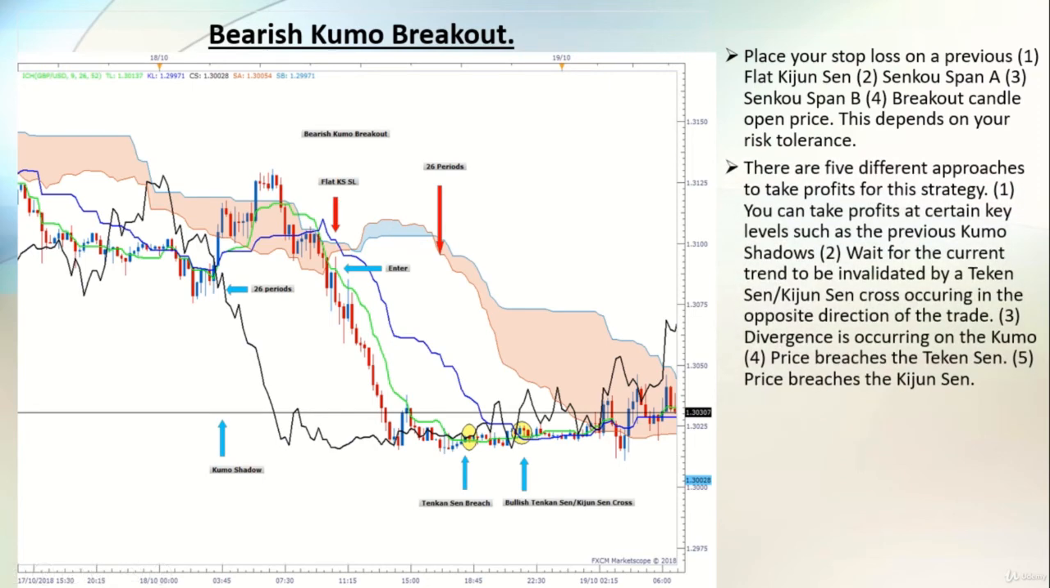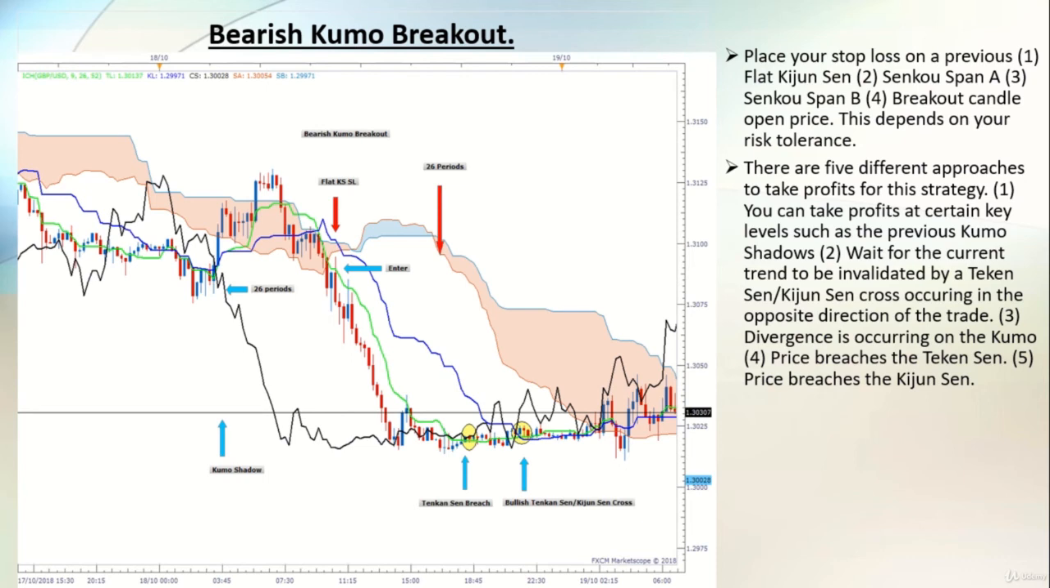Now, there are 5 approaches where you can take your profit for this strategy. The first example is Kumo shadow. The Kumo shadow, if we're in a bearish trend, you have to look at the left hand side and see a bullish trend where the Senkou span B is flat. That's a Kumo shadow. For example, this was a Kumo shadow. But in this example, there was no Kumo shadow. This is used as a reference. Sometimes it works, sometimes it doesn't. So just use it as a reference.